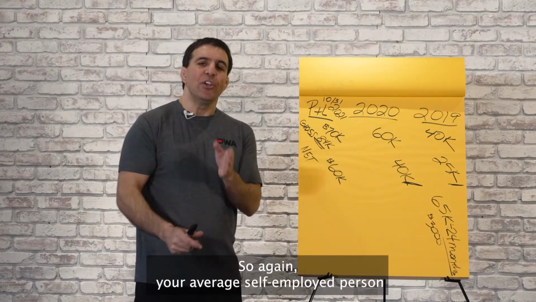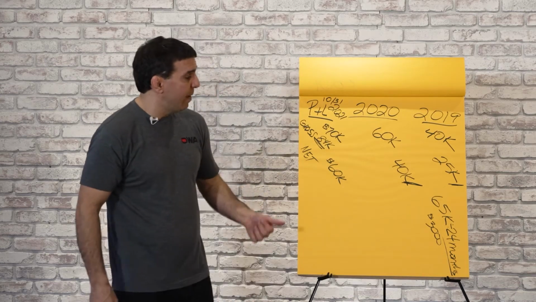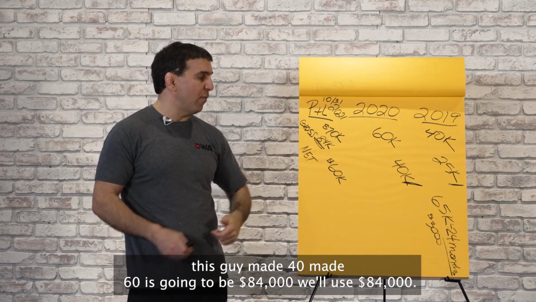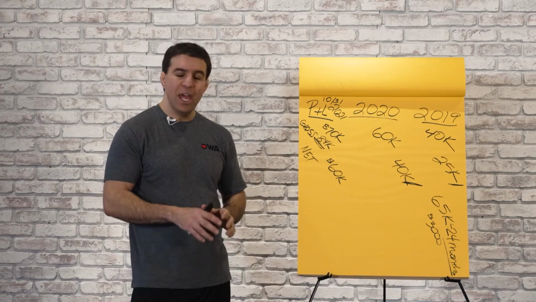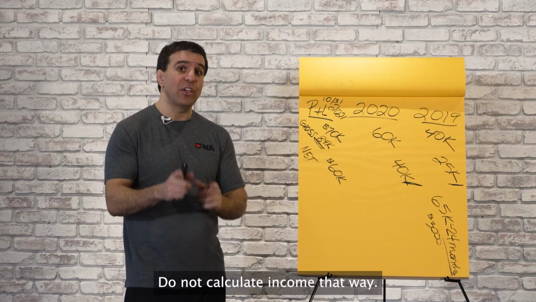So again, your average self-employed person, and by the way, most loan officers out there are going to simply say, hey, this guy made 40, made 60, he's going to make $84,000. We'll use $84,000. You're in for a disaster, okay? Do not calculate income that way.